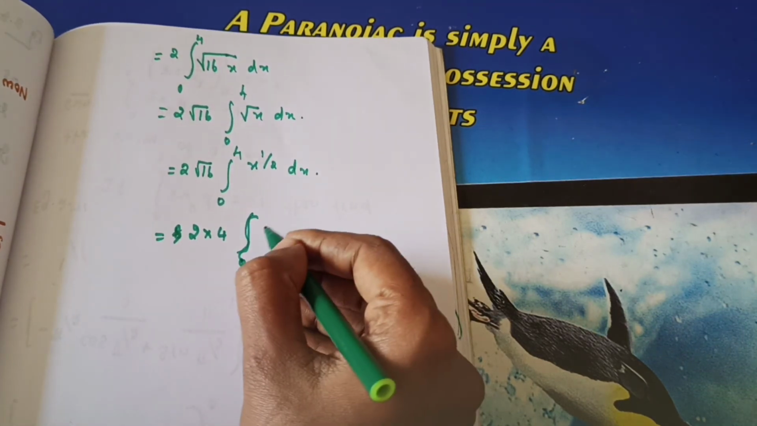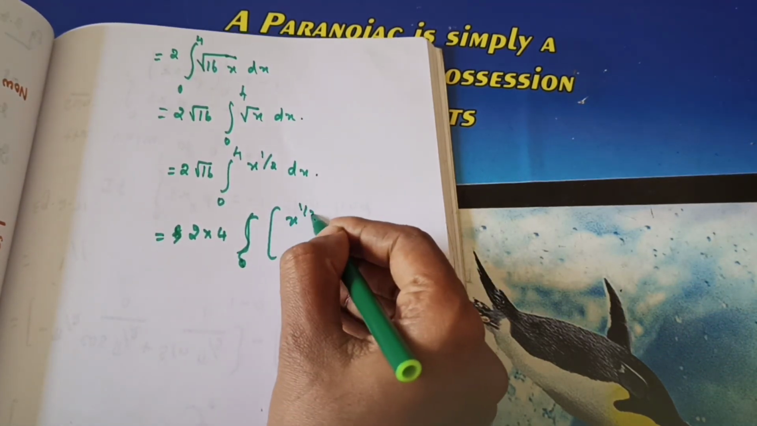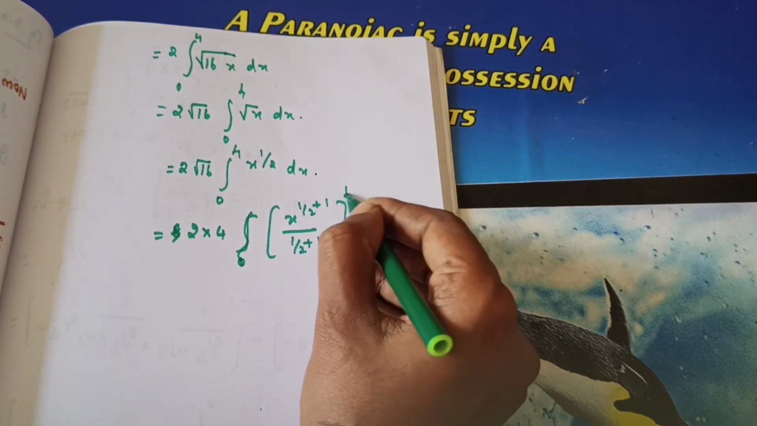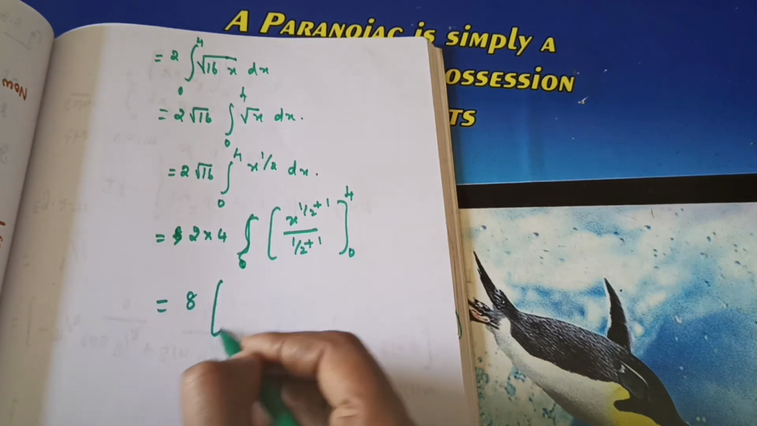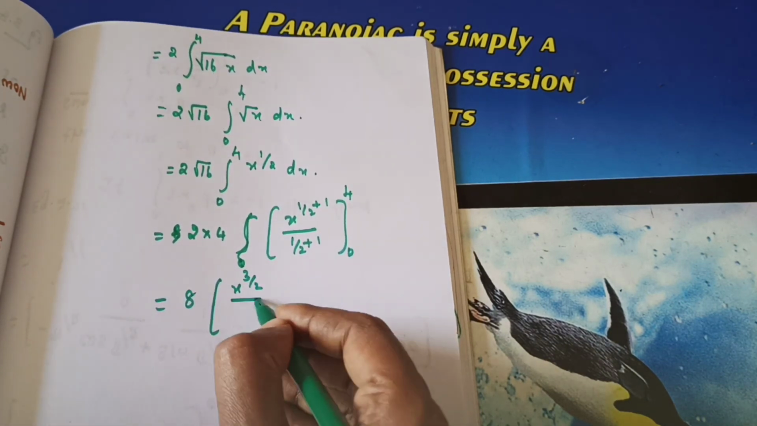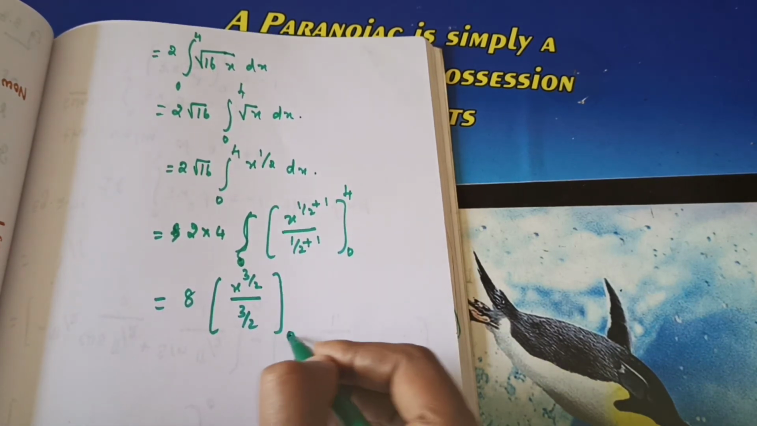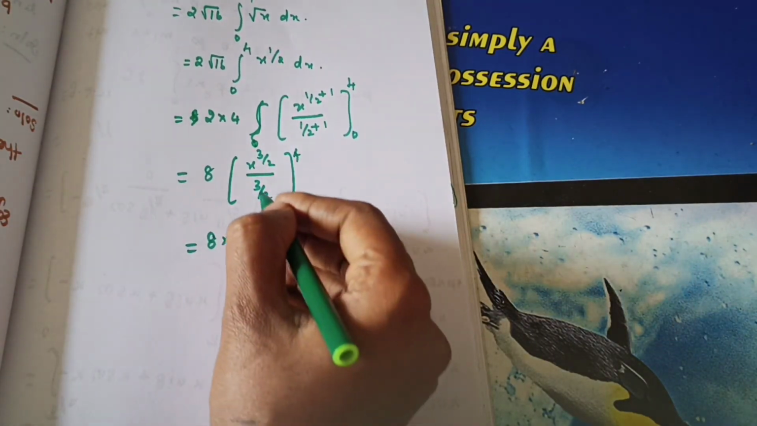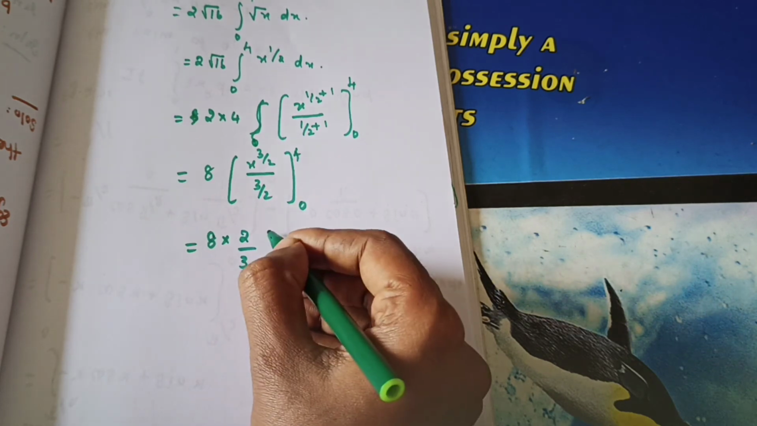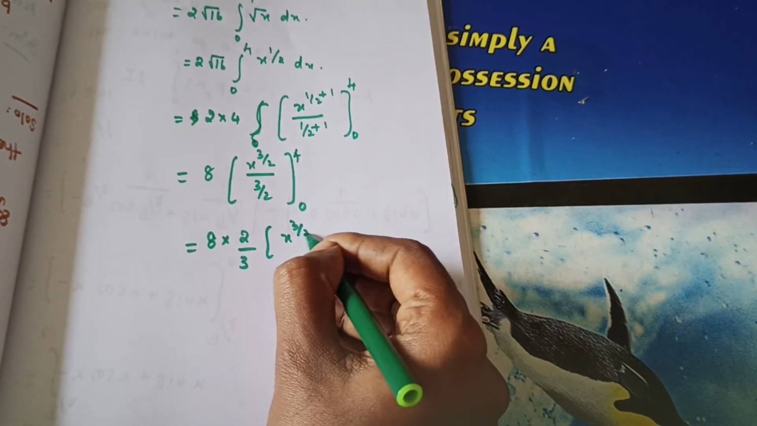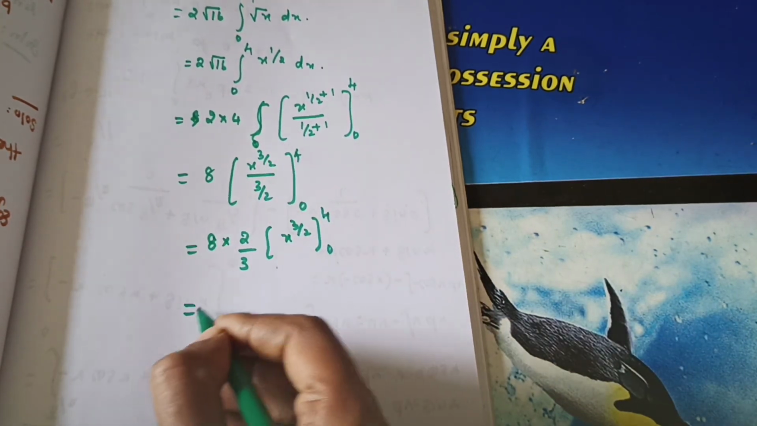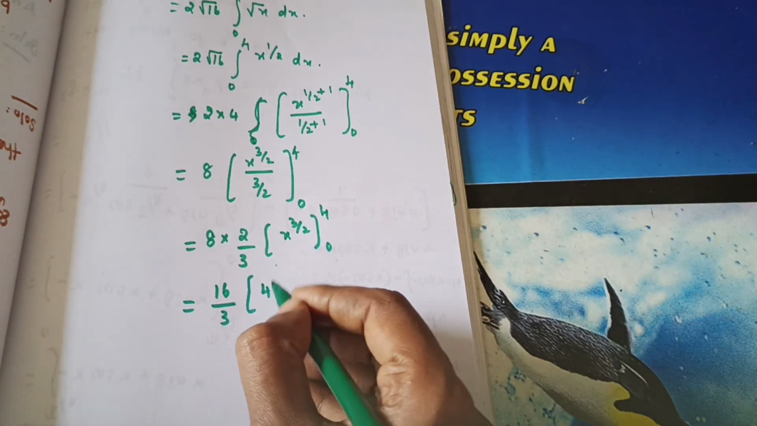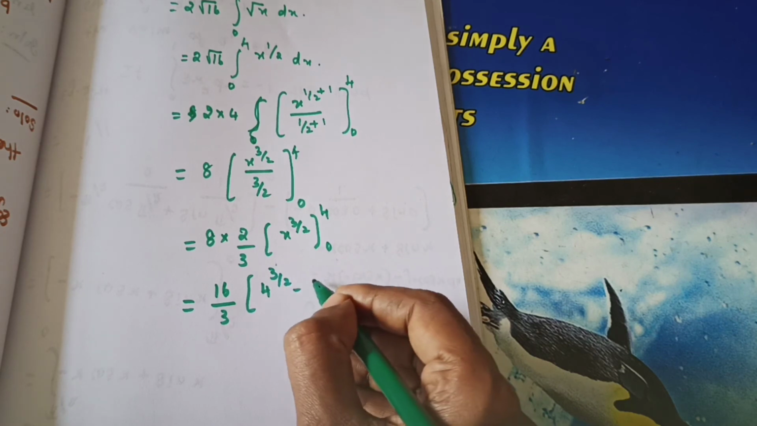So into x power 1 by 2 plus 1 divided by 1 by 2 plus 1, 0 to 4. 8 into x power 3 by 2 divided by 3 by 2, 0 to 4. So that's equal to 8 into, bring this to this, 2 by 3 x power 3 by 2, limit is from 0 to 4. Now 16 by 3 into upper limit minus lower limit, that is 4 power 3 by 2 minus 0.